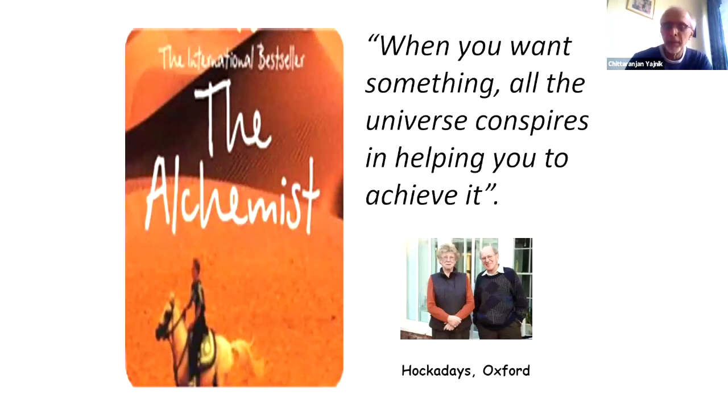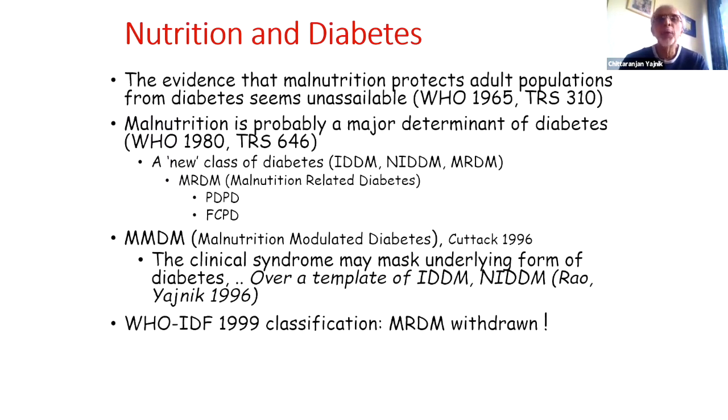And that's what happened. So I'll start with this story of nutrition in diabetes because this is what was the story when I was a student. So that time, in the report of WHO on diabetes, in 1965, they said the evidence that malnutrition protects adult populations from diabetes seems unassailable. So everyone thought that diabetes was a disease of overnutrition, which is what we still think because we look upon an adult who is diabetic and more often than not, they are overnourished or obese.